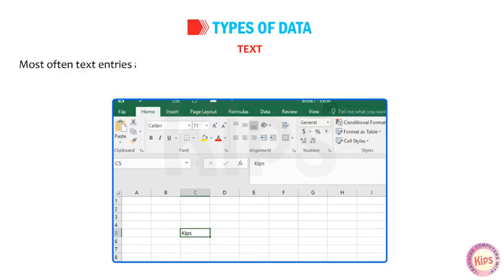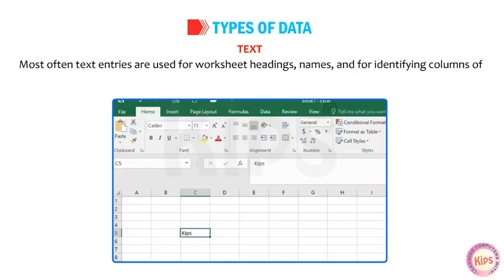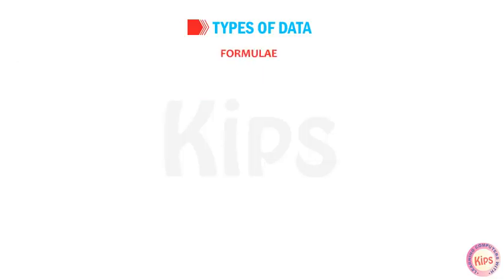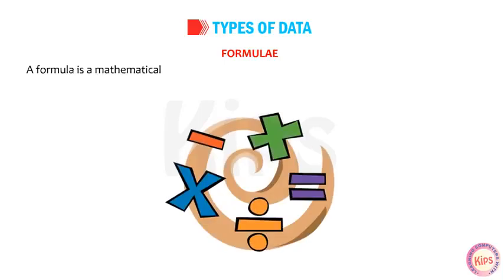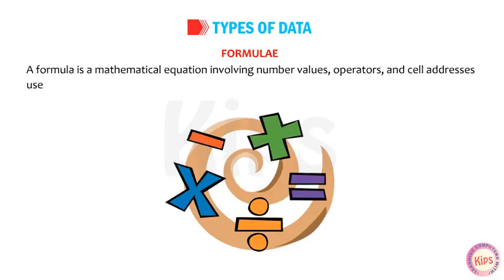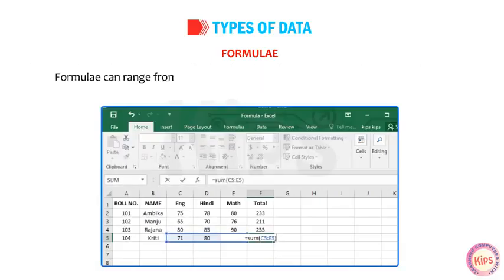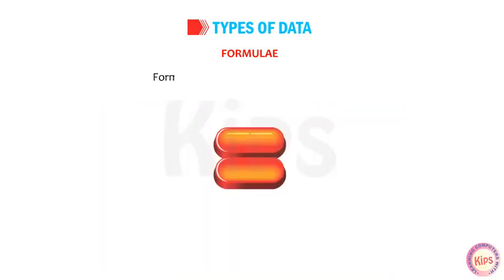Most often text entries are used for worksheet headings, names, and for identifying columns of data. Formulae. A formula is a mathematical equation involving number values, operators, and cell addresses used for performing calculations on a worksheet. Formulae can range from basic mathematical operations to complex calculations. Formulae begin with an equal to sign.